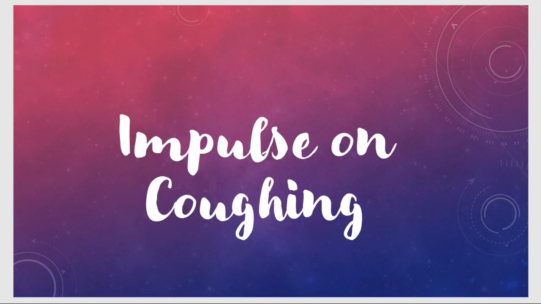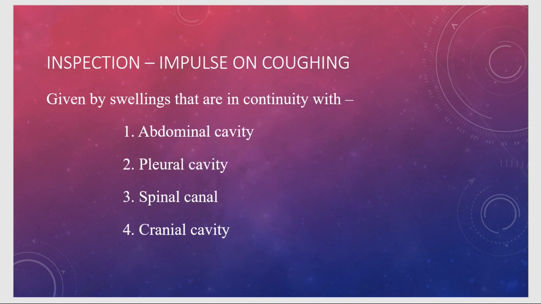Then the next important thing is impulse on coughing. Very important to rule out any hernia. Impulse on coughing. If the swelling is in continuity with these cavities, we will get impulse on coughing. For example, the abdominal cavity. If a swelling is there and that swelling is in communication with the abdominal cavity or peritoneal cavity, like in abdominal hernia cases, we are supposed to see the impulse on coughing, right?